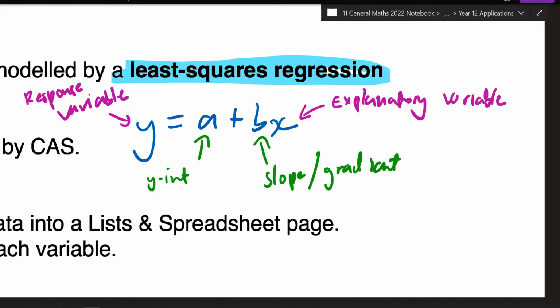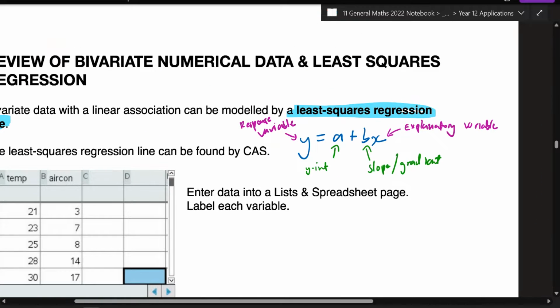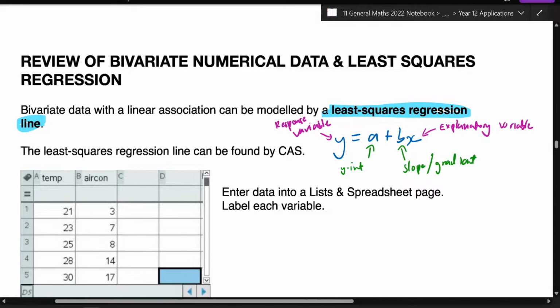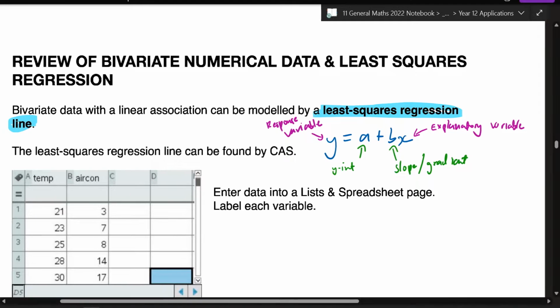Okay, we'll go back in the next few parts of this topic and recap on that, yeah? But EV and RV. So that's what this formula is going to represent, okay? Y equals a plus bx. Y is the response. A is the y-intercept. B is your slope or your gradient. And then X is your explanatory variable.